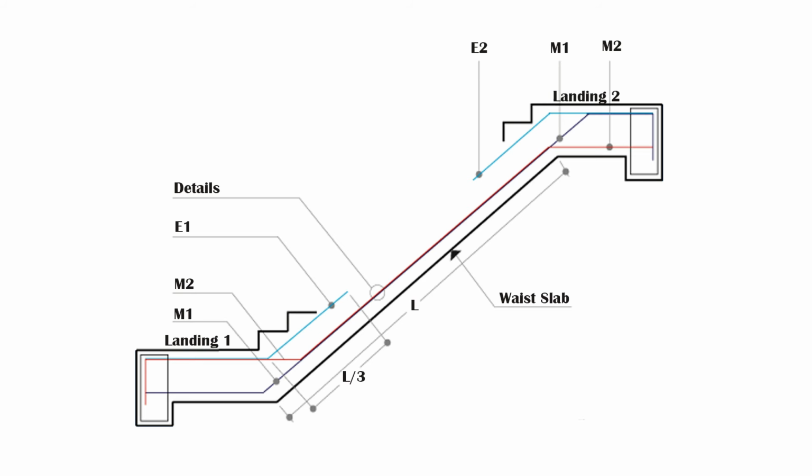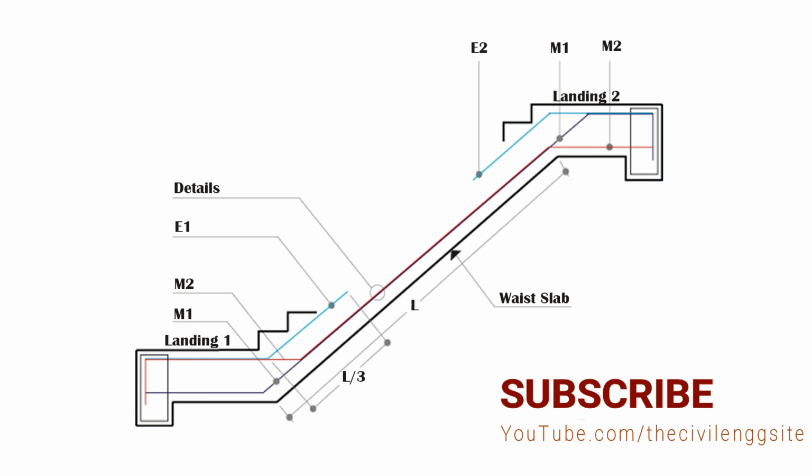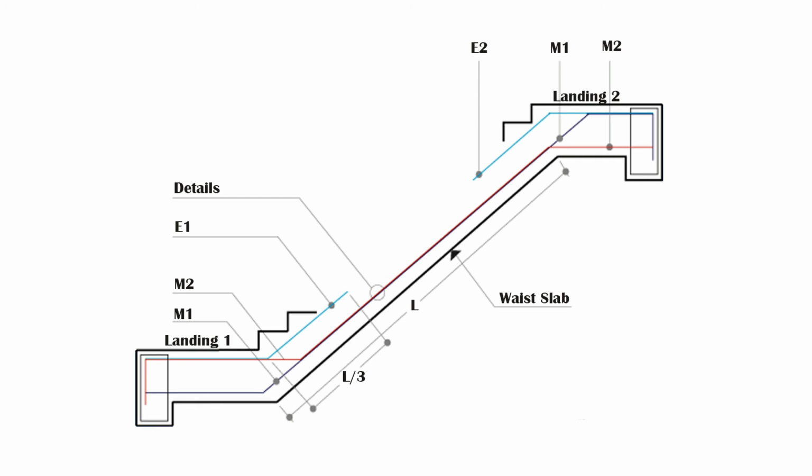Similarly, the bottom binder is placed above main reinforcement M1, but the top binders are placed below main reinforcement M2. In the waist slab, those are placed above main reinforcement M1 and M2, but they are placed below the top extra bar in the waist slab.